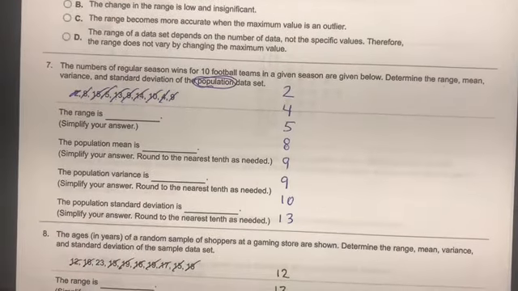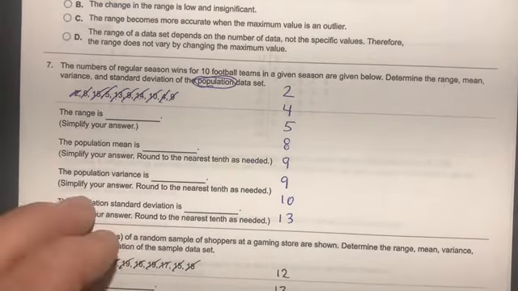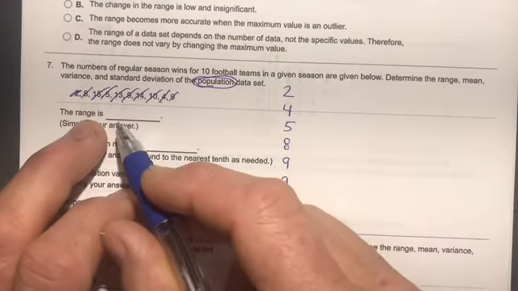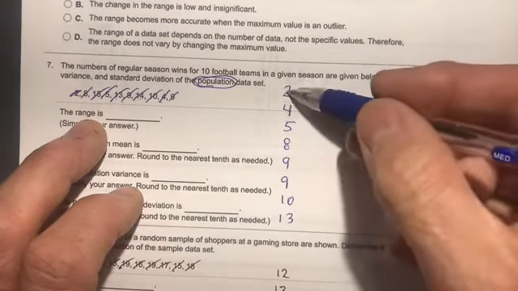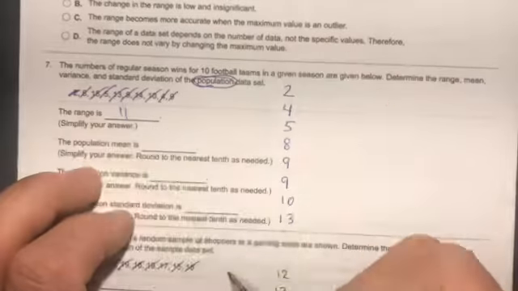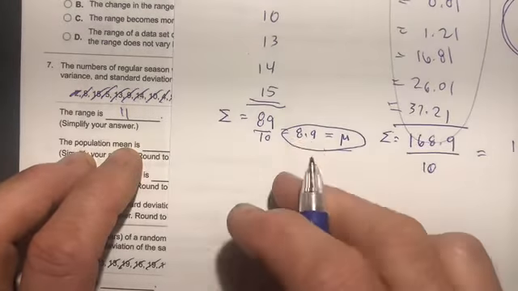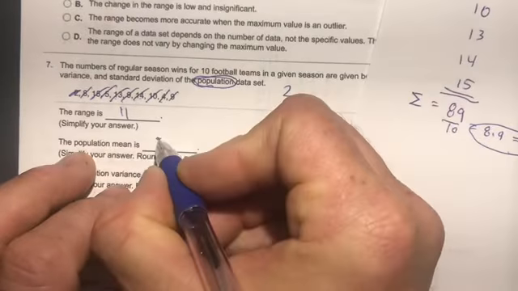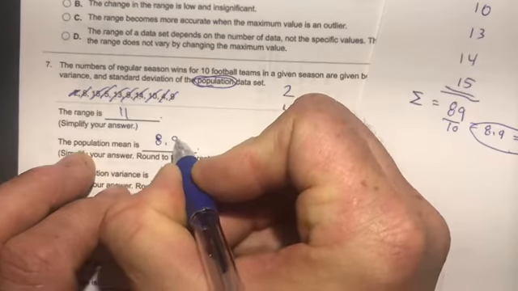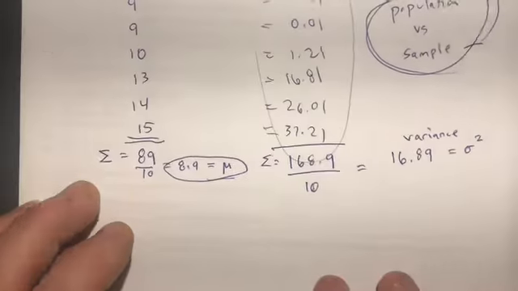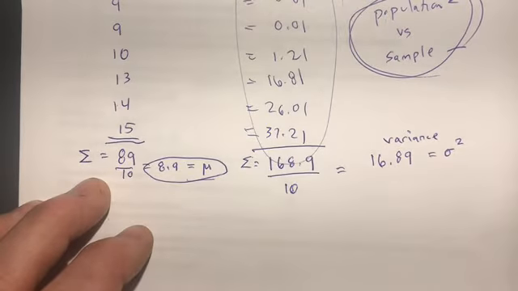I think my range, we didn't do that. My range, 13 minus 2 would be 11. My population mean, we didn't write that, but it's right here, 8.9. Now here's my variance. We just found the variance, which is 16.89.